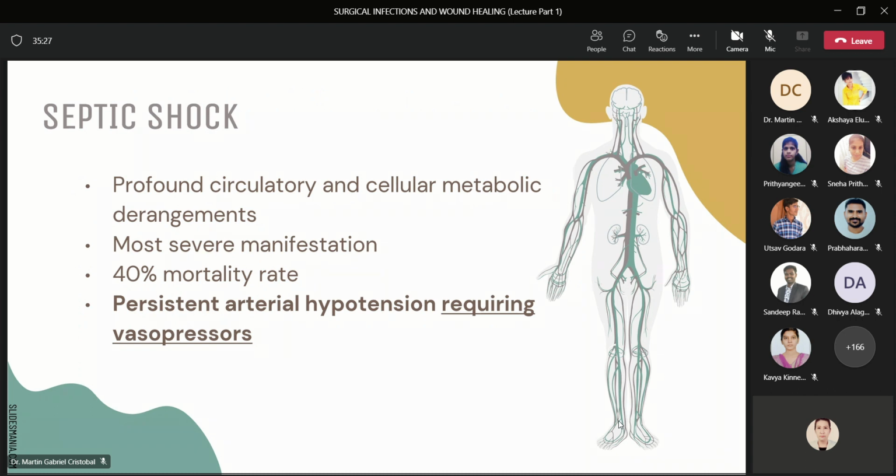Next is septic shock. This is defined as a profound circulatory and cellular metabolic derangement. So this is the most severe manifestation of infection with a mortality rate of 40%. This is defined as a persistent arterial hypotension requiring vasopressors.